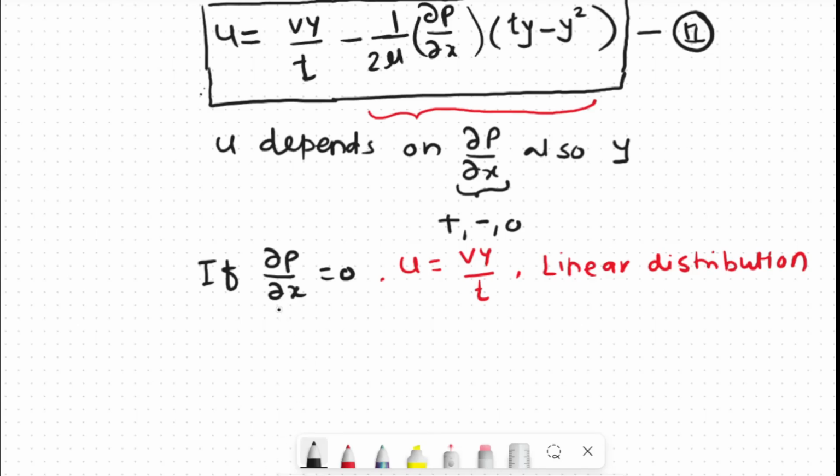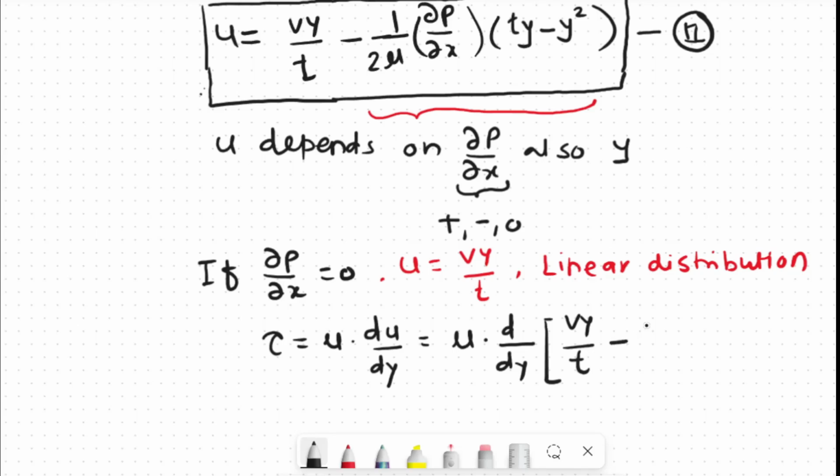So we know that tau is equal to mu into du by dy. So let us put the value of u. So u is equal to V into y by t minus 1 upon 2 mu into dp by dx in bracket ty minus y square.